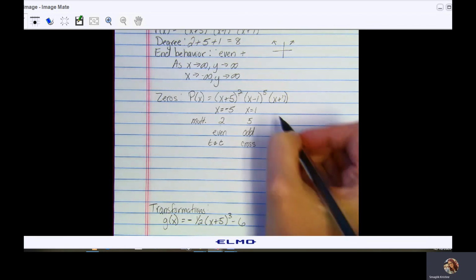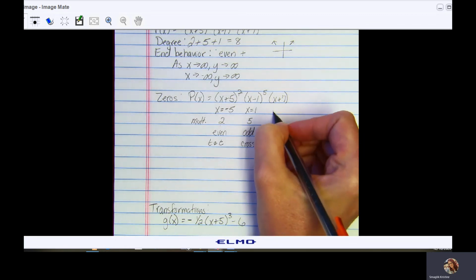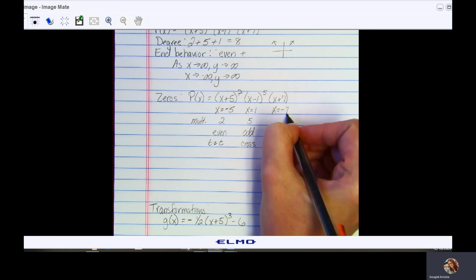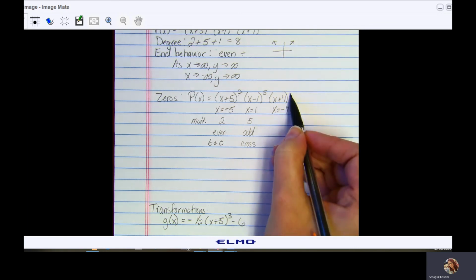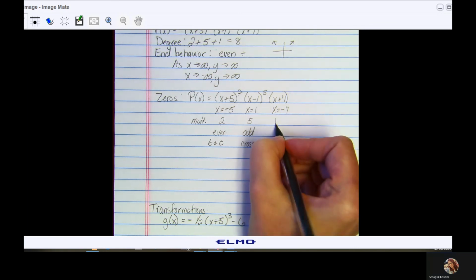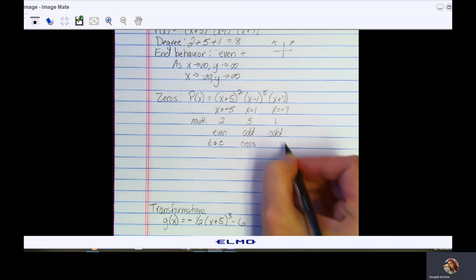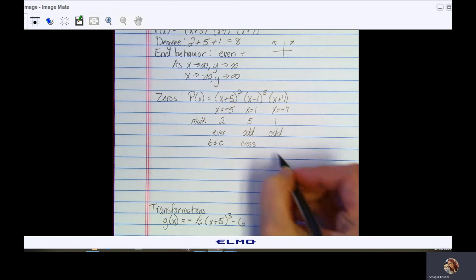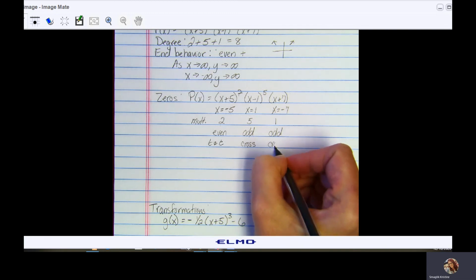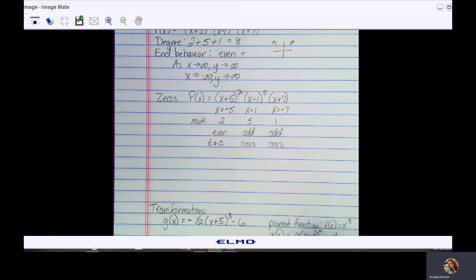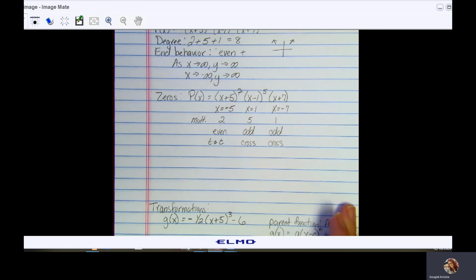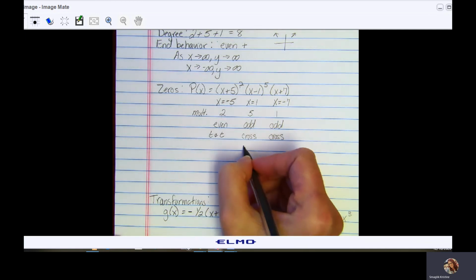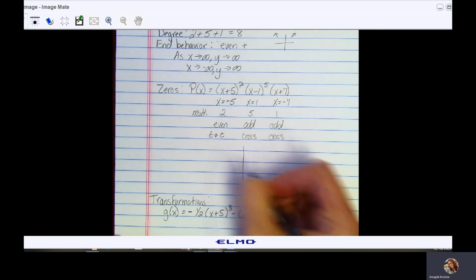And here, x plus 7 equals 0. Well, that means x equals -7. My multiplicity, it's a degree 1. 1 is an odd number. So when x is -7, the graph is going to cross the x-axis. Now let's sketch this graph. Graphs do not need to be precise.